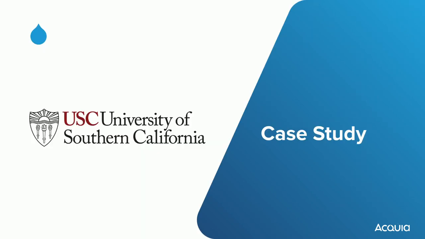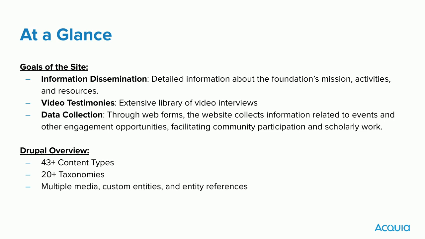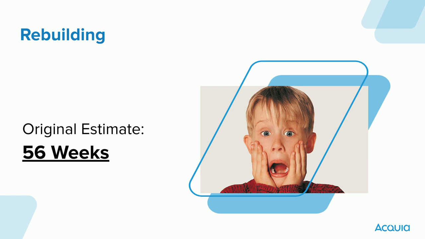So let's talk about some real numbers. Our professional services team recently did some work with the University of Southern California, USC. A little bit of overview for one of their sites. It's not usc.edu, it's one of their other properties. But everything about this site is sort of information dissemination, right? They have a video library and archive. They're collecting testimonies and historical records. And to do all this, there are like 43 plus content types on this site. It's a lot. I think the original estimate of rebuilding the site was something like 56 weeks.